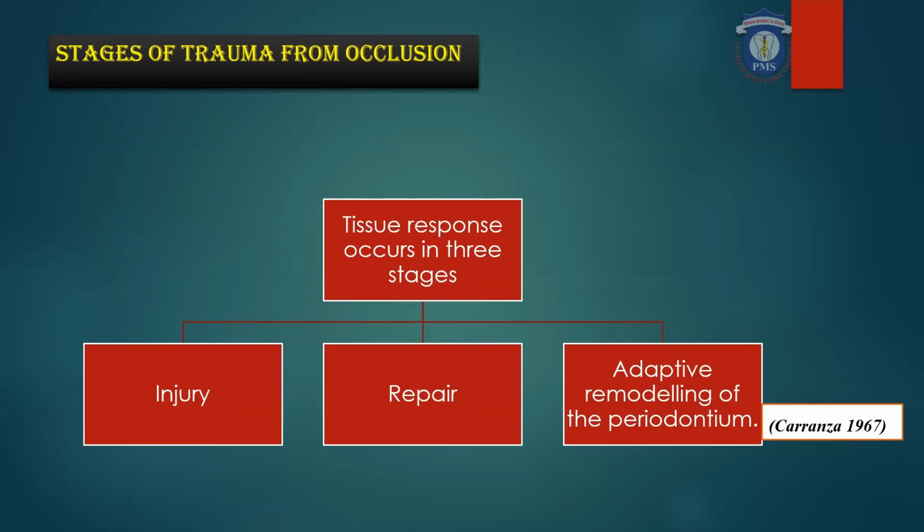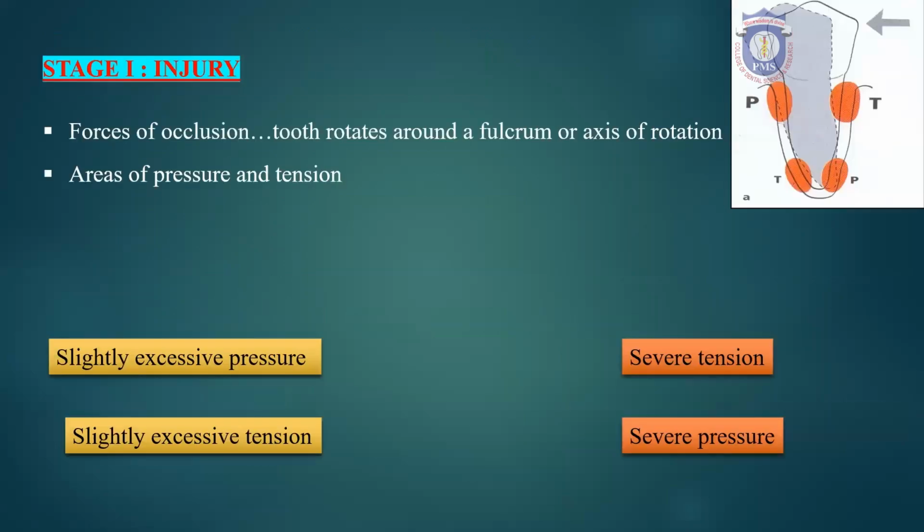So what is the injury stage? If there is a traumatic occlusion or a force of occlusion, the tooth will rotate around a fulcrum or axis of rotation. Usually in a single-rooted tooth, that axis of rotation is mainly seen midway between the middle third and cervical third of the root, whereas in a multi-rooted tooth, it is seen in the furcation area.